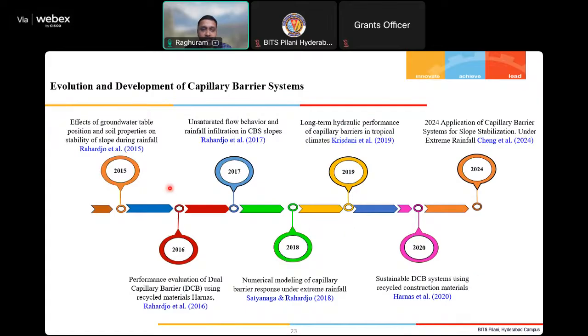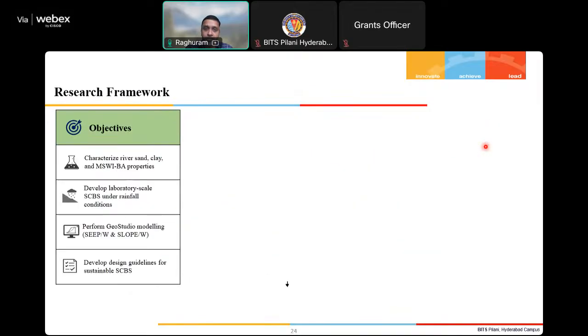So you can see most of the studies by Rahardjo et al., Satyanaga et al., Satyanaga, Rahardjo, they have conducted numerical analysis also, on how it works under extreme rainfall conditions. And in 2024, yes, they have used it for extreme rainfall conditions to stabilize the slopes. Now we are using the same technology, but instead of conventional techniques, we are proposing these new techniques with used materials.